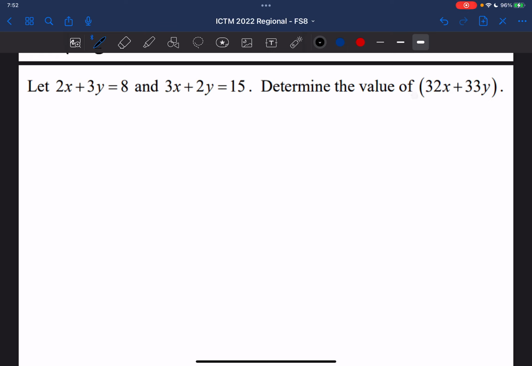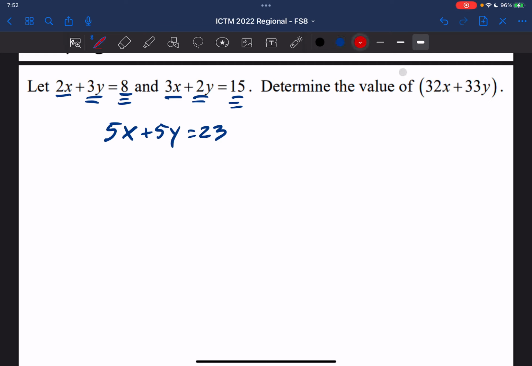But what we can do is if we take both of these and combine them, 2x and 3x make 5x, 3y and 2y make 5y, and 8 and 15 make 23. Okay, so now, how does this help us?